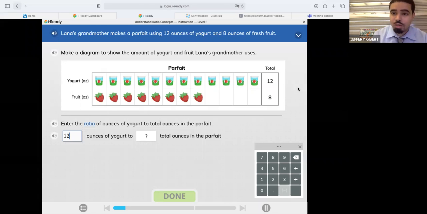Because I don't see 20. By adding it. Yes, that's correct. You got to add the yogurt and the fruit. 12 plus 8 is 20. So you got to make sure you're paying attention to what they're asking for.